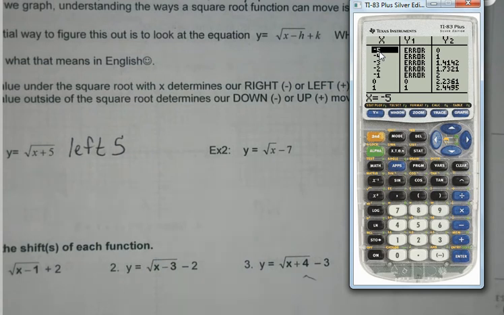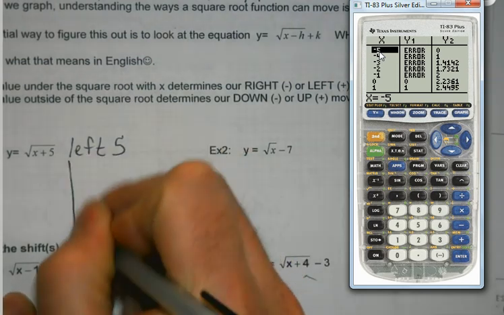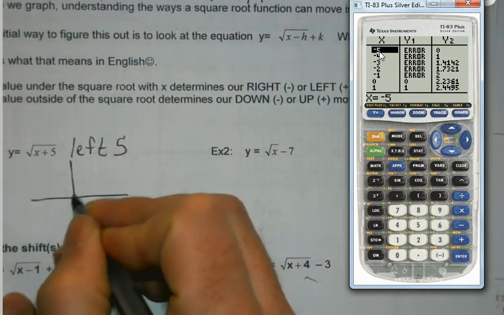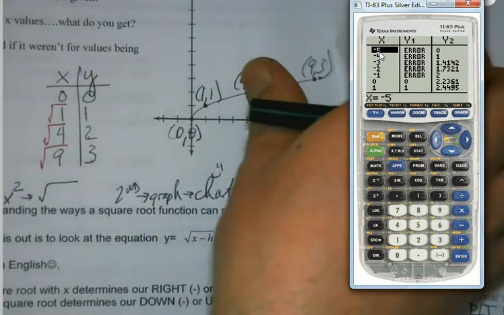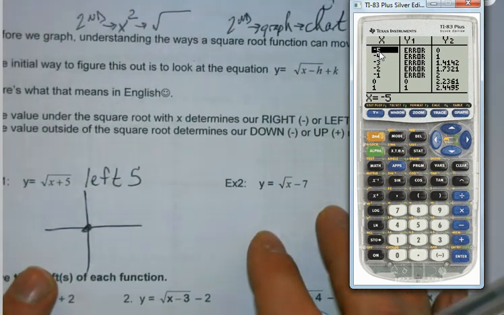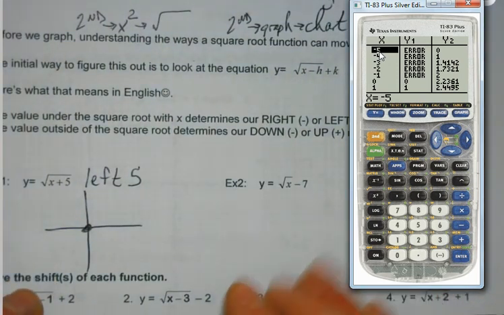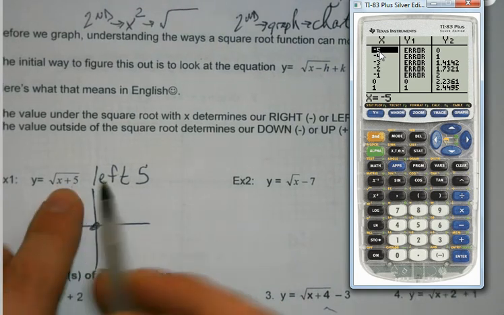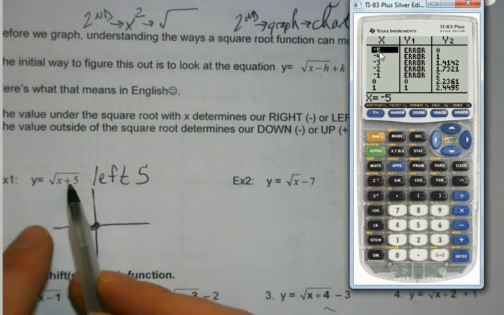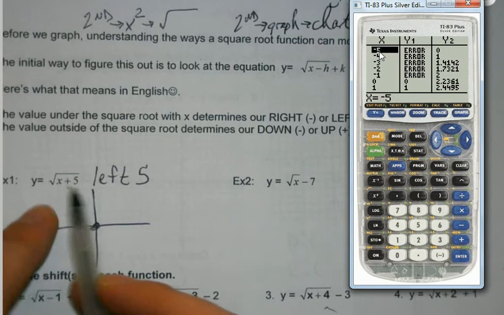If I started originally, let me make a quick sketch of my graph here. My first point originally, in my original graph, the one that I made first, was at 0. So when x was 0, y was 0. I'm trying to figure out the best way to explain it mathematically and keep life simple.